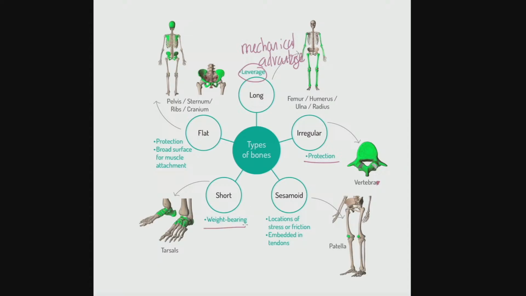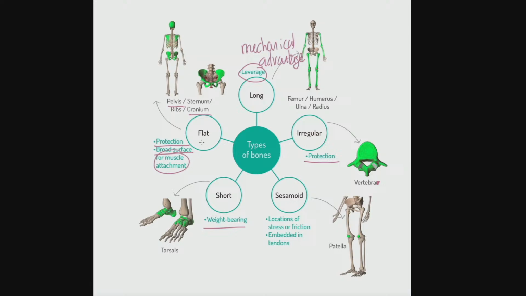Short bones for weight bearing, we've got the idea here of the tarsals. Fantastic. Here then we've got our flat bones: pelvis, sternum, ribs, cranium. Remember this one is made up of multiple bones. This one's made up of multiple bones. But anyway, they are for protection. They provide a broad surface for muscle attachment.